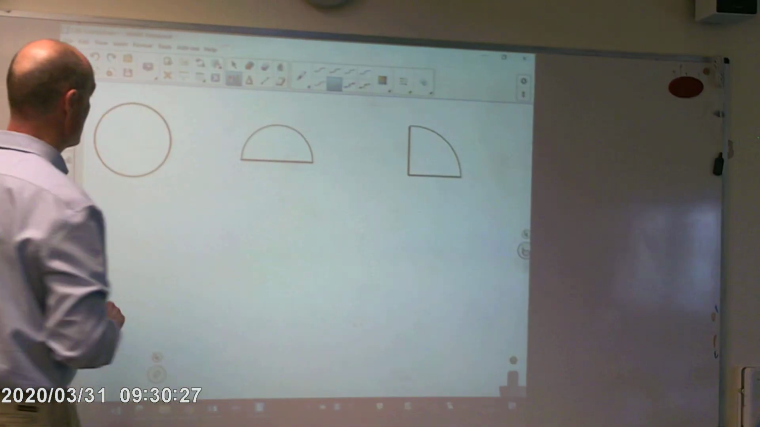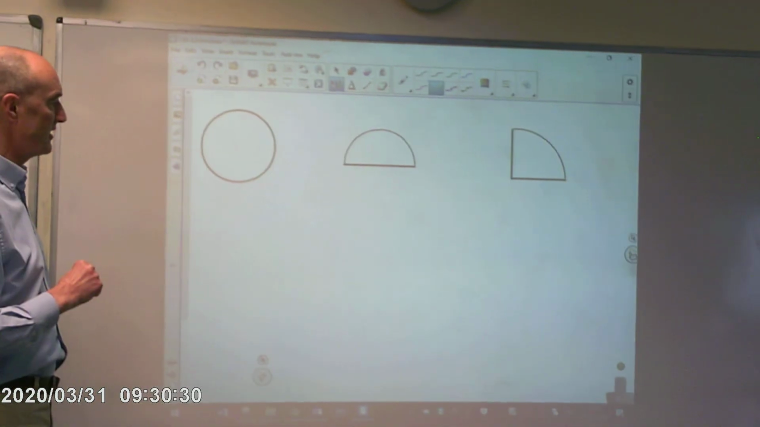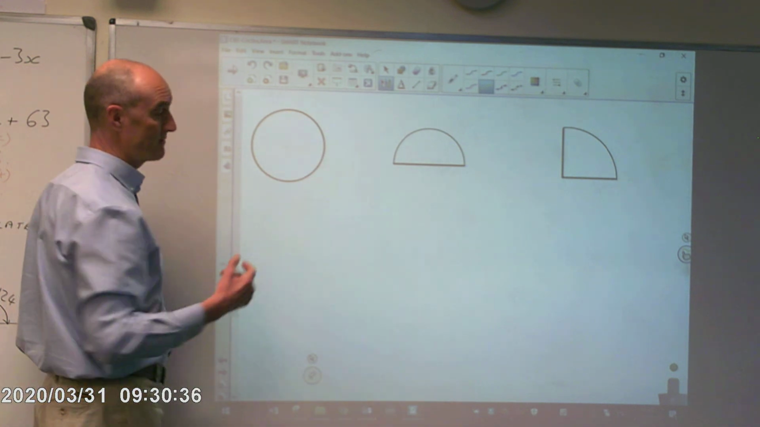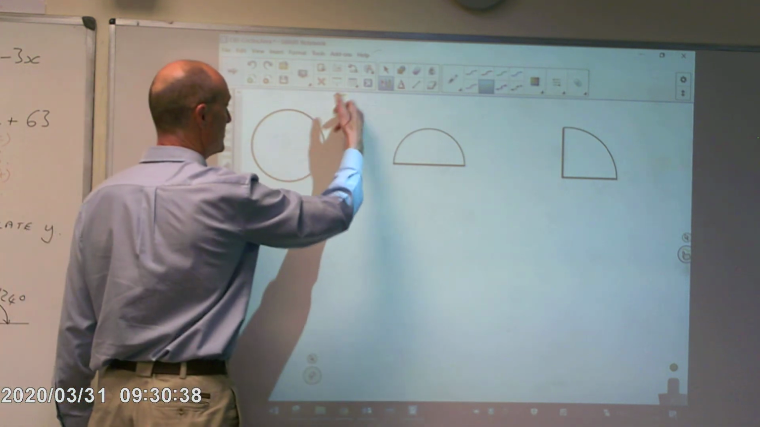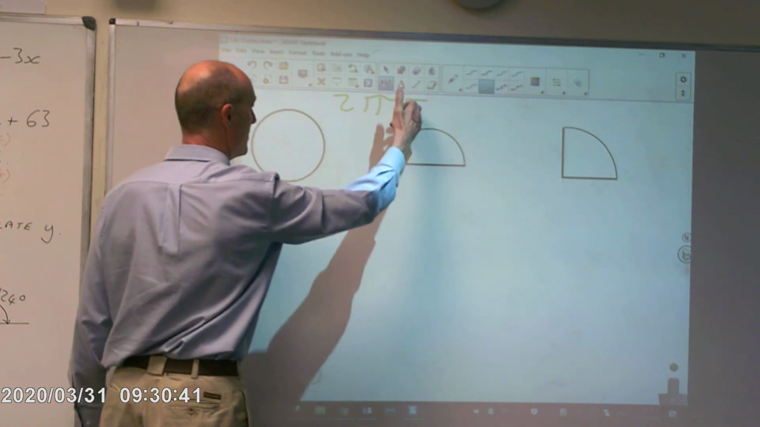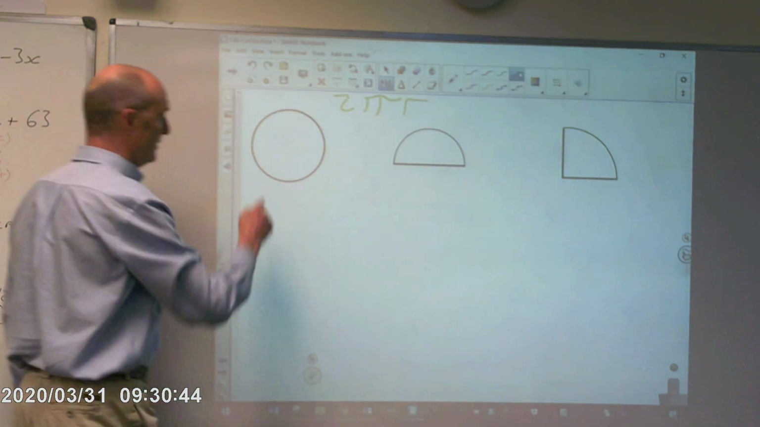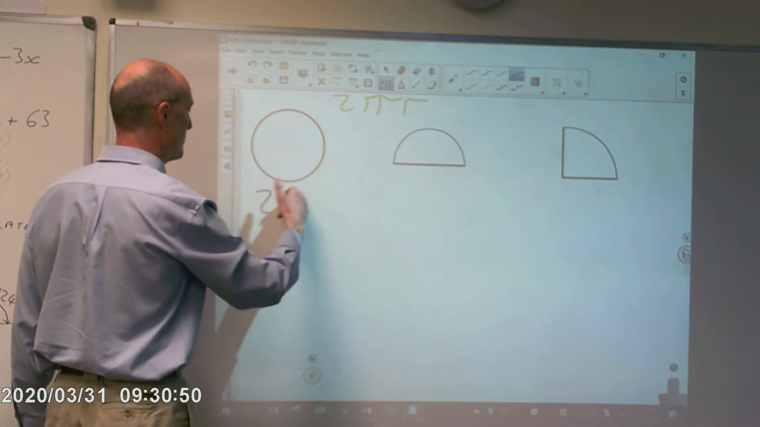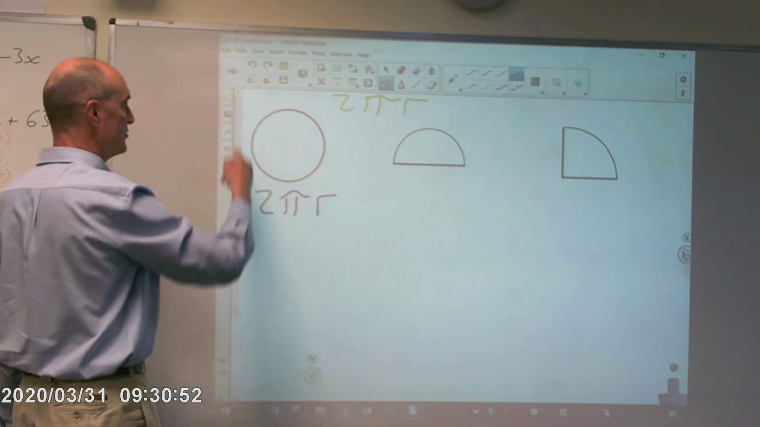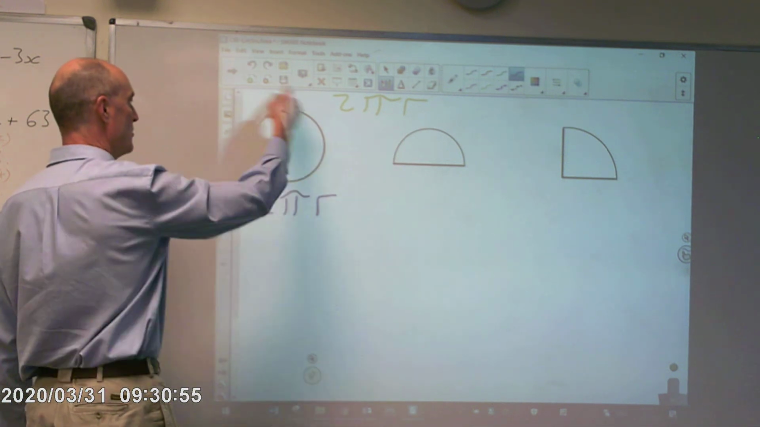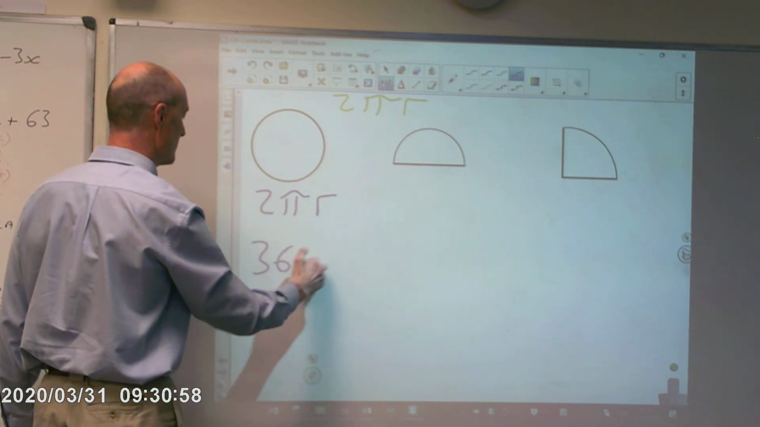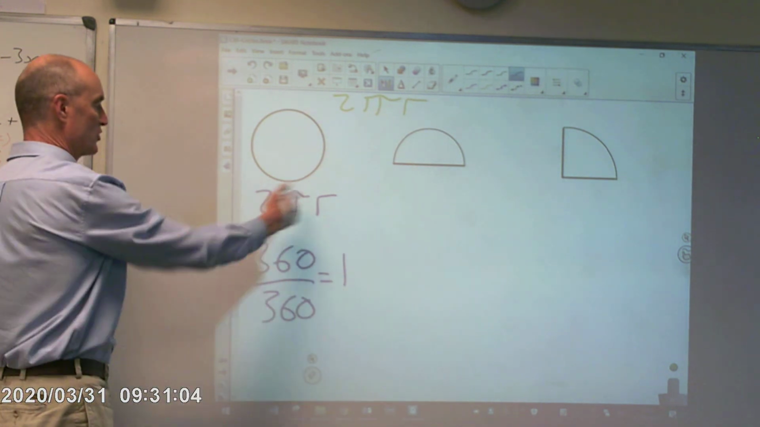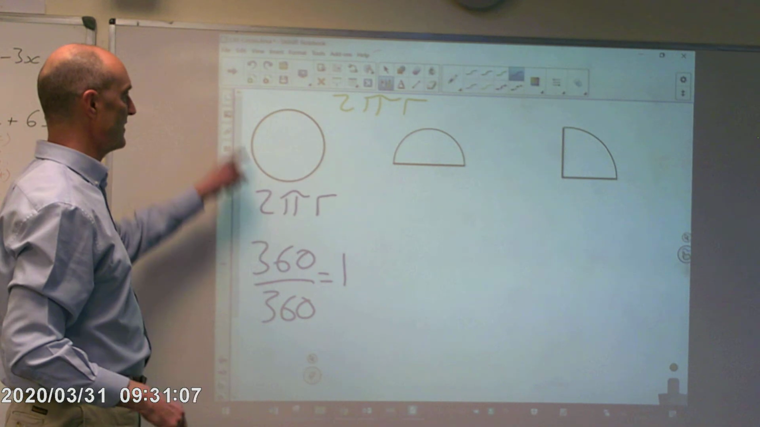Right, so yesterday we talked about area. Today we're talking about circumference, and the version of the formula that we're going to concentrate on is 2 pi r. Circumference of this whole circle, 2 pi r. 360 degrees all the way around, we've used up all 360 degrees. 360 divided by 360, 1 whole 1. So 2 pi r gives me the length of that circumference.